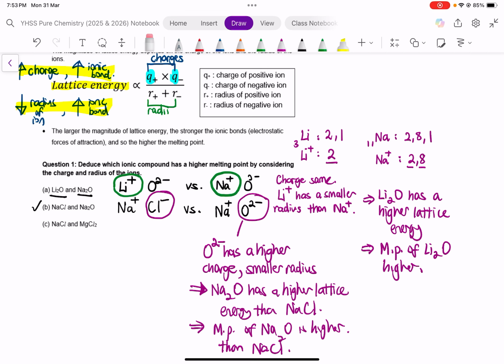And it should be easy to rationalize once you have understood that ionic bonding involves electrostatic attraction between oppositely charged ions. Therefore, the charges as well as the radii of the ions should affect the strength of the ionic bonding. Alright, and that concludes our first video on ionic bonding.